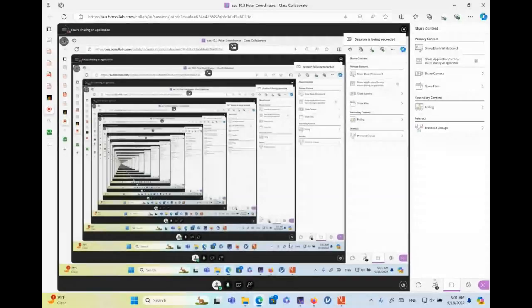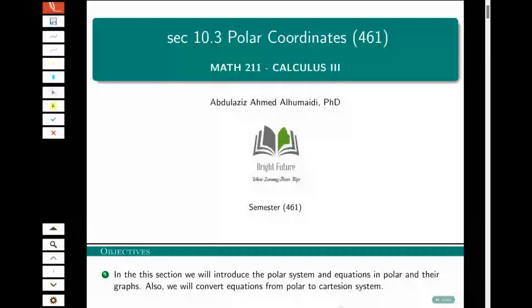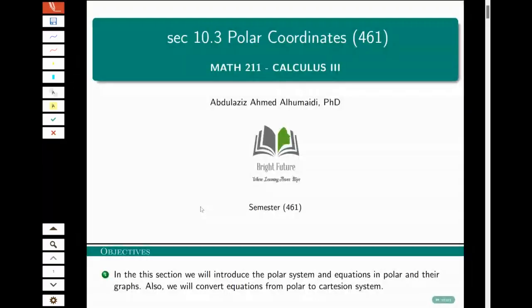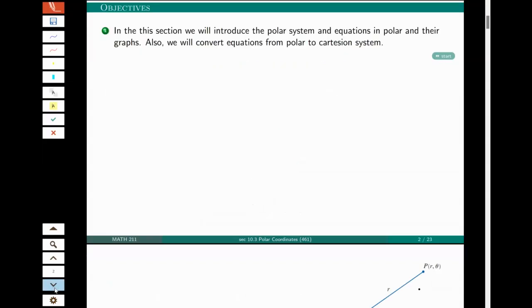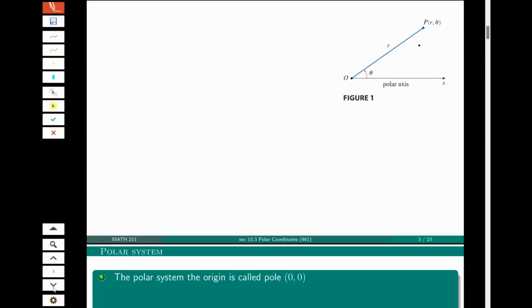Wa rahmatullahi wa barakatuh. We will discuss today section 10.3, which is the polar coordinate system. It is one of the most important topics which will be used in the near future. Polar coordinate system, actually, instead of the usual coordinate system where we have x and y, we will change to another system which is radius and vector.